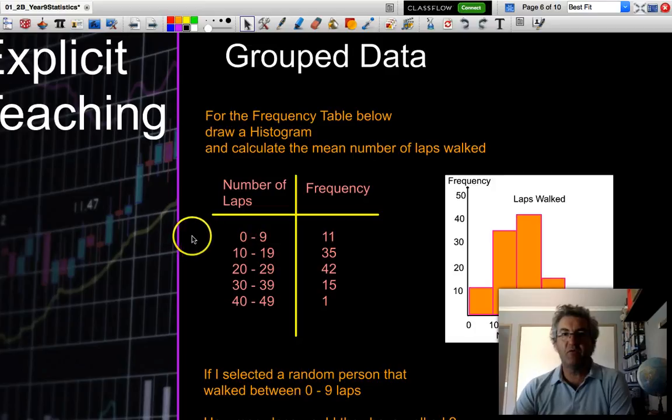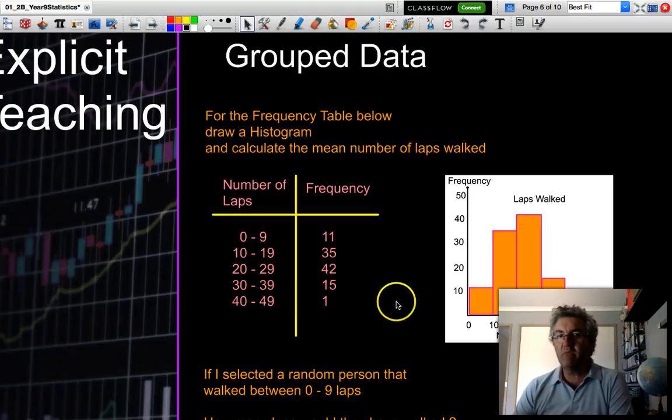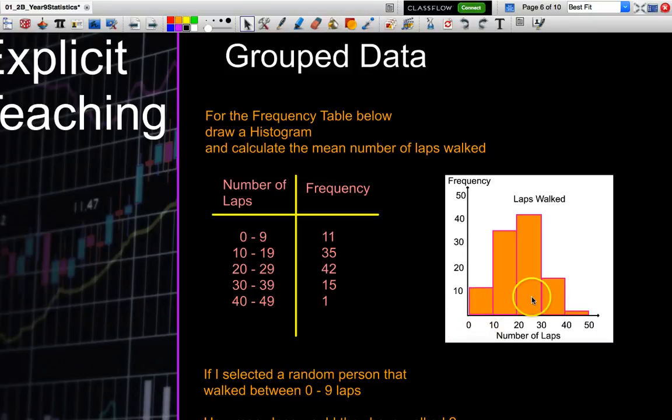It's group data about the number of laps walked by different students in a walkathon. From this we can see between 0 and 9 laps were walked by 11 students. 35 students walked between 10 and 19 laps, and so on all the way through to one student walked somewhere between 40 and 49 laps. If I was to go on to plot the histogram, this is how it would look.